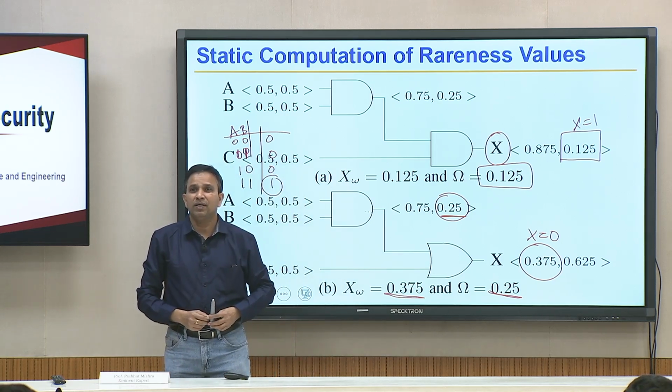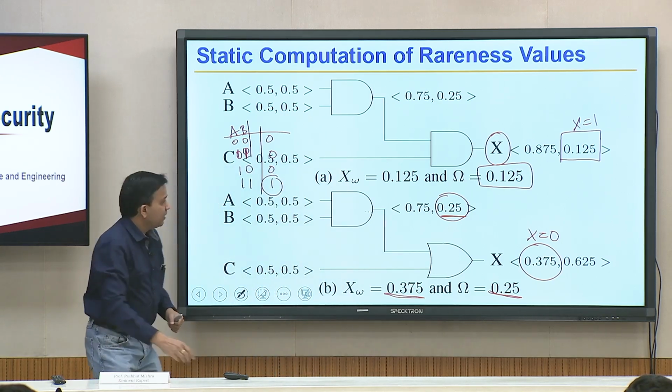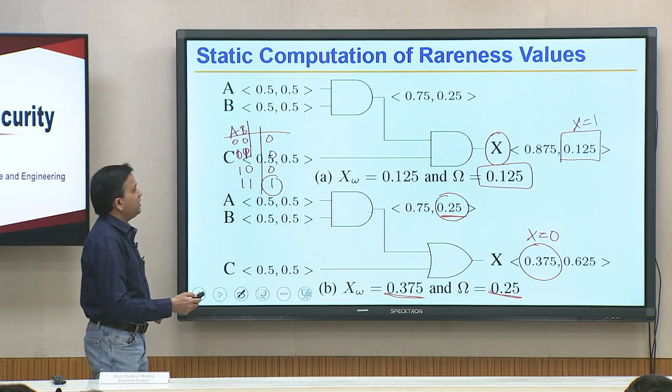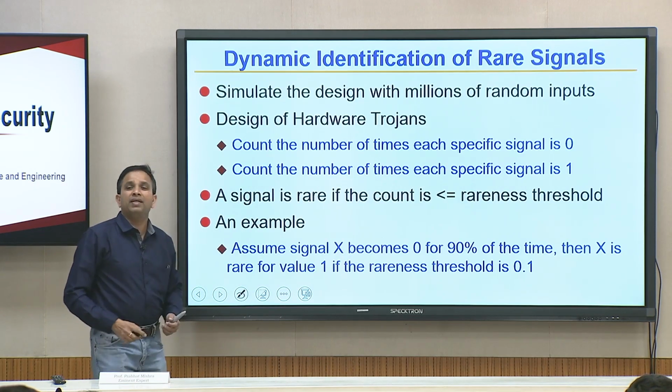Any other questions? Okay, all right. So now that we know what rareness means, how do we want to hide? How would you do it in a dynamic environment?